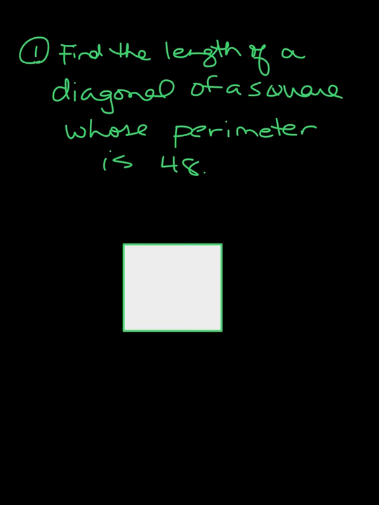Our next problem states find the length of a diagonal of a square whose perimeter is 48. Now I've drawn a square, so I know if the perimeter is 48, I need to divide that by 4 in a square because all 4 sides are the same. So that means each side is going to be 12. So I'm going to label that. I'm going to draw my diagonal, so I know I can work with that. There's my diagonal. And I know that obviously each corner is 90 degrees. A square has 4 90-degree angles.